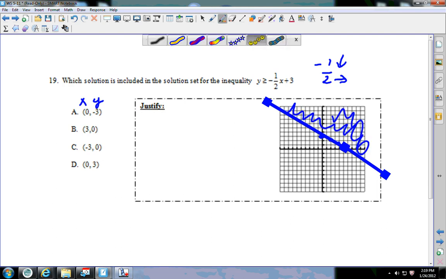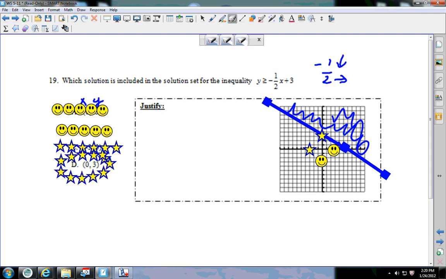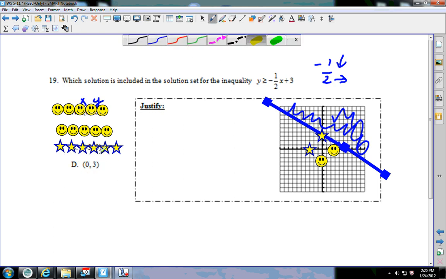Now let's look and see. I'm looking for something either on the line or in the shading. 0, negative 3. That would be down here. That doesn't work. 3, 0. That's still a little shy of it. That doesn't work. What about negative 3, 0? That's right there, not in the shaded. 0, 3, sure enough, it's right there on that line. 0, 3 would work. I don't really like all those dots or stars, but the answer would be 0, 3.